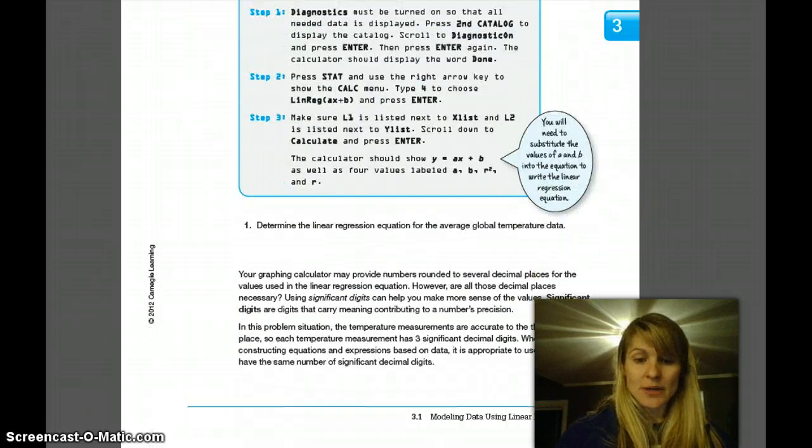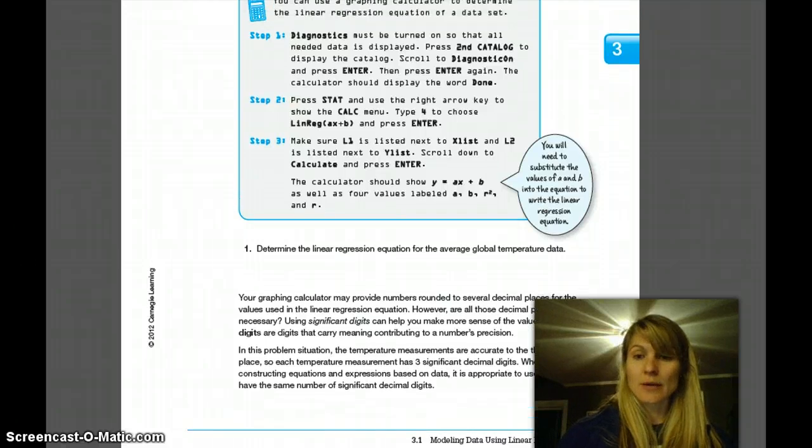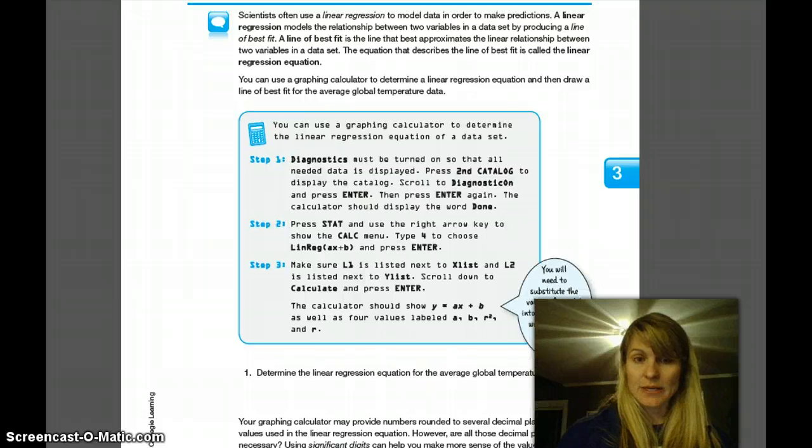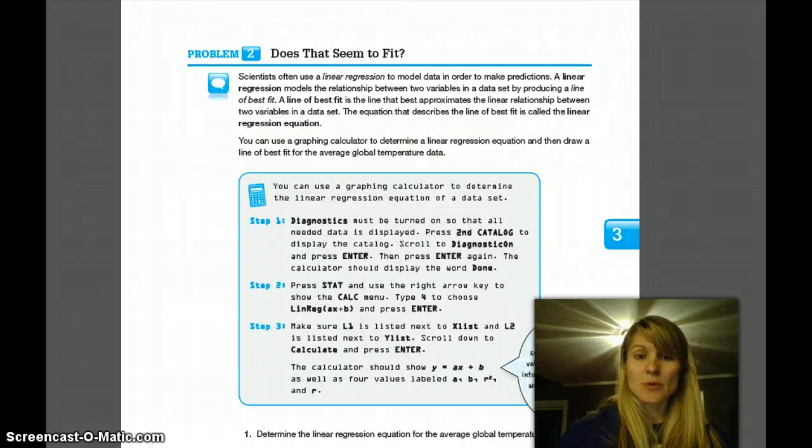Please have your textbook out. We're going to get to page 167. You should have completed the pages prior to this, to number 8, yesterday. This problem 2 is called Does That Seem to Fit? And it talks about linear regression. That was on your pre-test, and it's probably not what you knew. You probably weren't quite sure what that is, so we're going to talk about it.